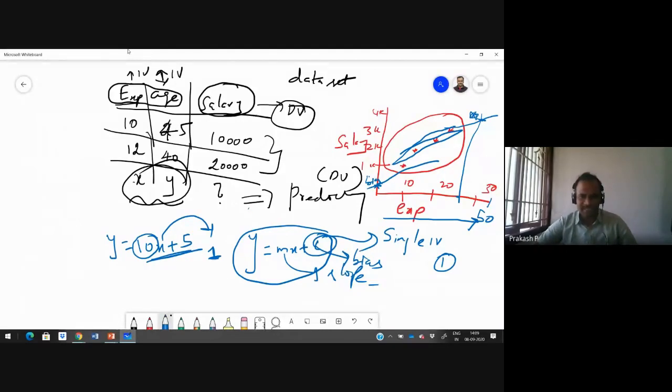For example, what is it in the first year? 5. The second year it becomes 20, 25. The third year it becomes 30 plus 5, 35. Sorry, first year 15, right? 15, 25, 35. So every year it is increasing by 10. So this is the basic mathematics. How this basic mathematics can be applied to linear regression, we'll see.